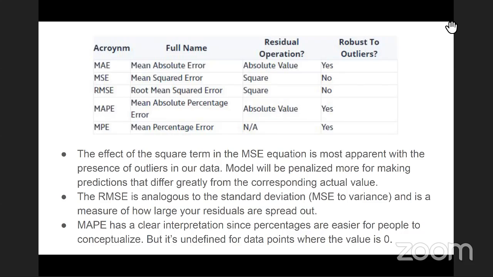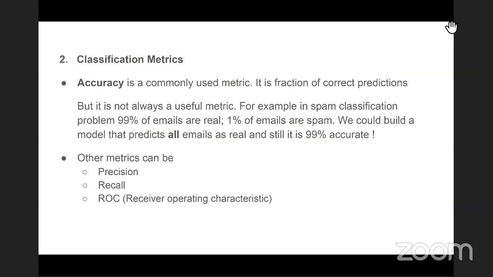Okay, so that's mean percentage error. You can look at these in your own time. I will skip. So then there are classification metrics. Before this, these were all regression metrics. So now let's look at classification metrics.